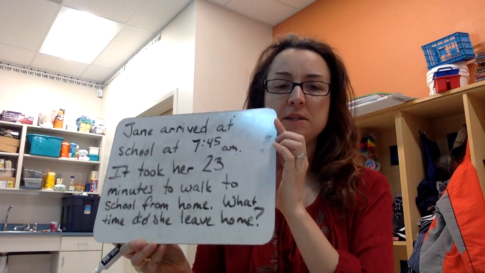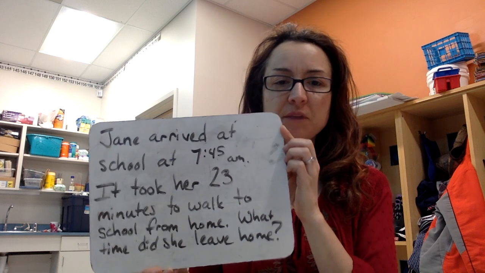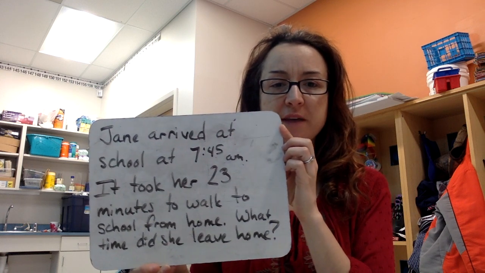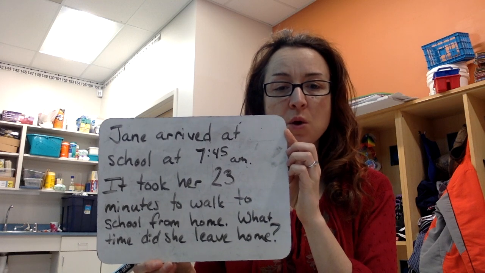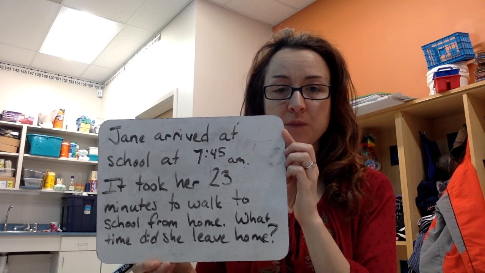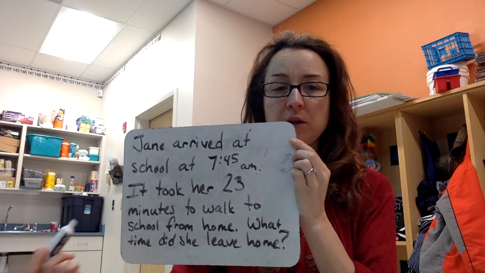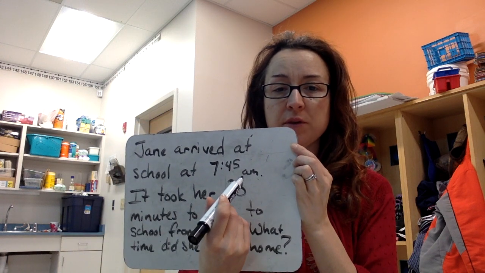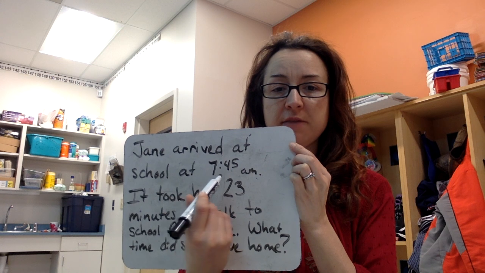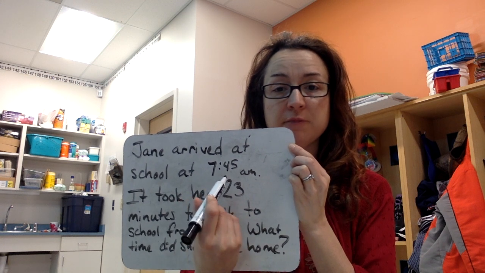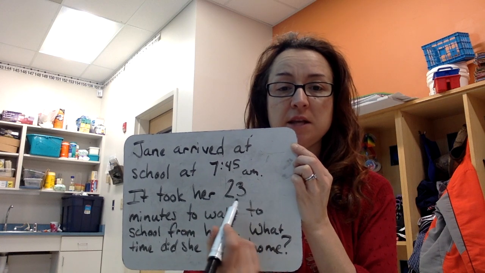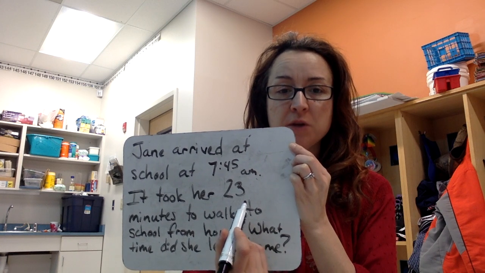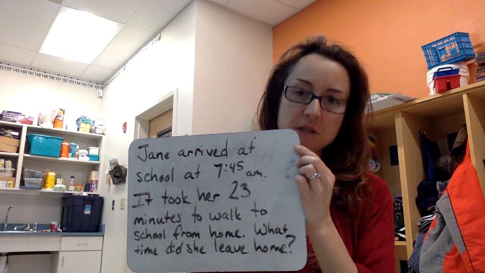So I have an example of a word story. It says Jane arrived at school at 7:45. It took her 23 minutes to walk to school from home. What time did she leave home? So I know when I look at this that my end time, or the time that she arrived, is 7:45. That's the time she arrived at school. It took her 23 minutes, so that's the elapsed time there. So I need to find out what time she started her walk to school.